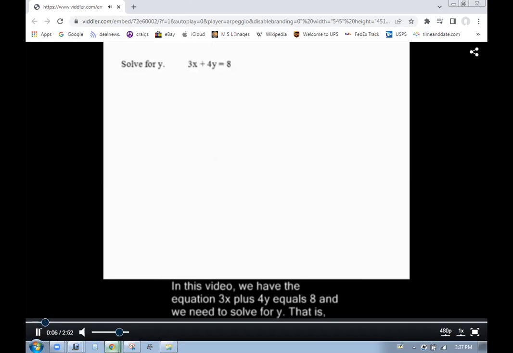In this video, we have the equation 3x plus 4y equals 8 and we need to solve for y. That is, we want to isolate the y variable. So first I want to isolate the term containing y. So if I add the opposite of 3x to both sides, that will remove the term 3x on the left.